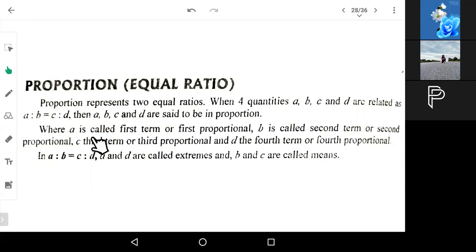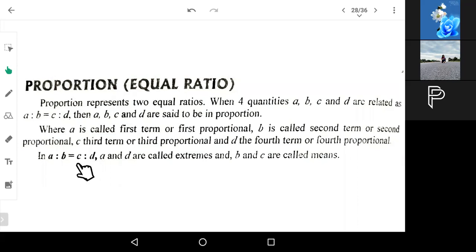And one more way of naming them are the last two numbers, that is the first one and the last one. These are the extremes. So if you see them, the A is in one extreme, D is in the other extreme. So A and D are called as extremes, and B and C are called as means. You would have learned this even in your PUC. So A and D are extremes, and B and C are means.